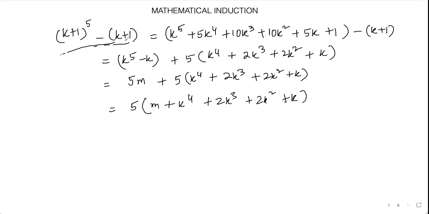So this shows that k plus 1 to the power 5 minus k plus 1 is a multiple of 5. So 5 divides k plus 1 to the power 5 minus k plus 1. Yeah, so this is precisely the statement S(k plus 1). Okay, so S(n) is true for every positive integer n.